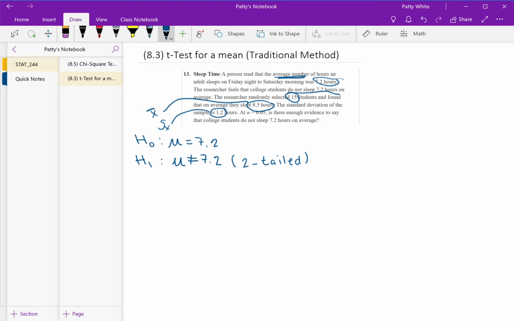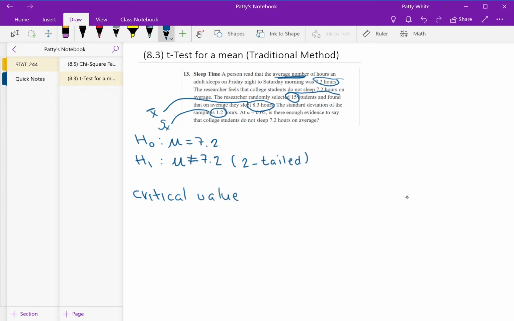Okay. So nowhere in that are we given population standard deviation. And we're also given a really small sample. It's less than 30. So since we do not have the population standard deviation, we know what distribution we're going to use. We're going to use the t distribution. So our step 1 was to write the hypotheses. Step 2 is to find our critical values. So when we use the traditional method, step 2 is to find our critical values.